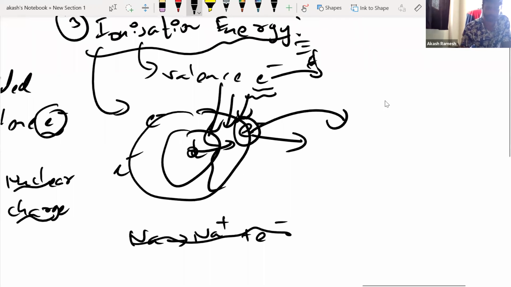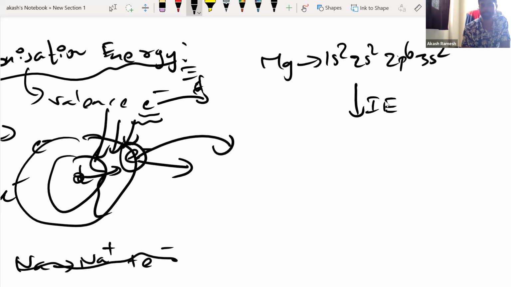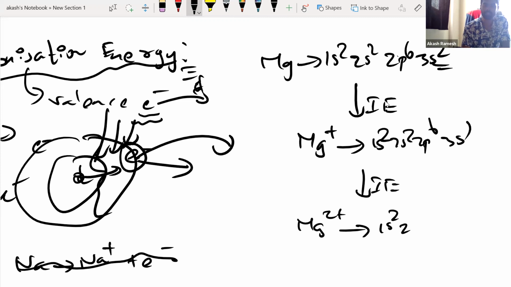I'll take a better example, magnesium. Magnesium has 1s2, 2s2, 2p6, 3s2. Now when I supply the ionization energy, Mg will become Mg plus. What will be the configuration here? 1s2, 2s2, 2p6, 3s1, because I've removed one electron from the valence shell. Now again I supply ionization energy, and I form Mg2 plus. In this case, I have 1s2, 2s2, and 2p6.